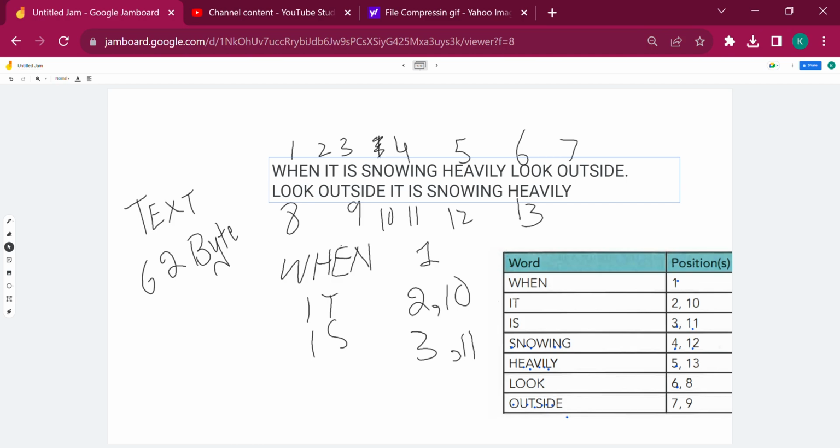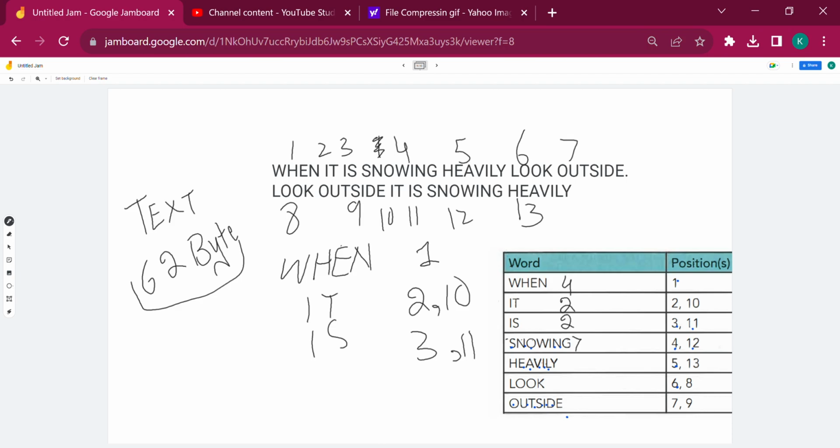Okay, now our major focus is to calculate the file size: if I'm implementing this type of algorithm, what is the effect on this size of 62 bytes? So let's start. I am saying "when" is a word, I need 4 bytes for it. For "it", I need 2 bytes. For "is", I need 2 bytes. So how many letters are here? 1, 2, 3, 4, 5, 6, 7. 7 bytes are required for storing "snowing".